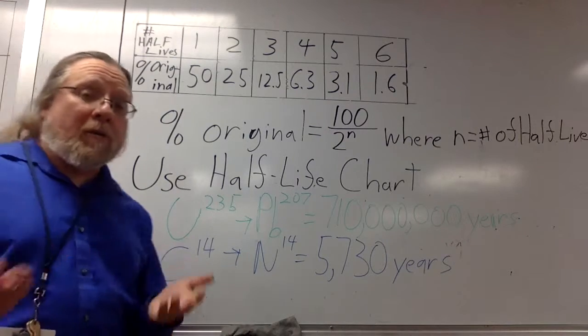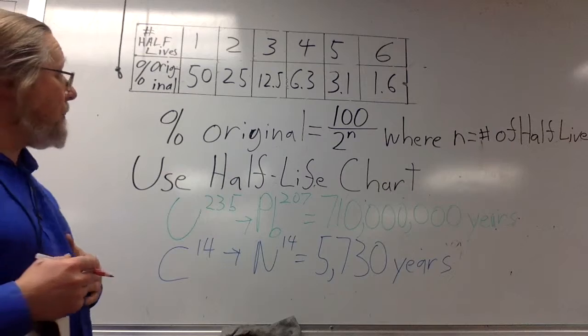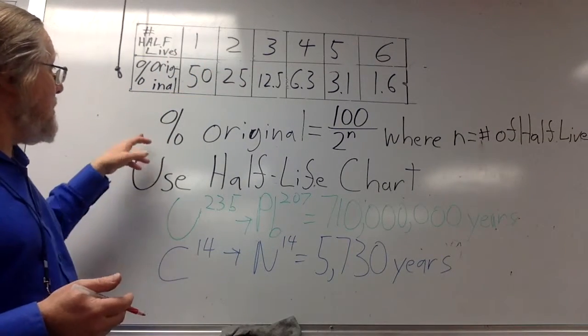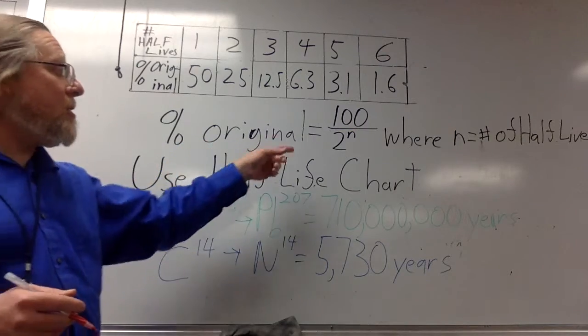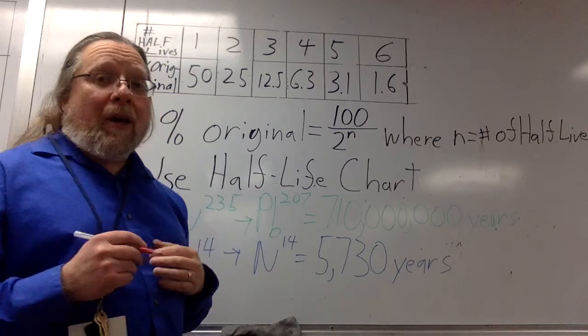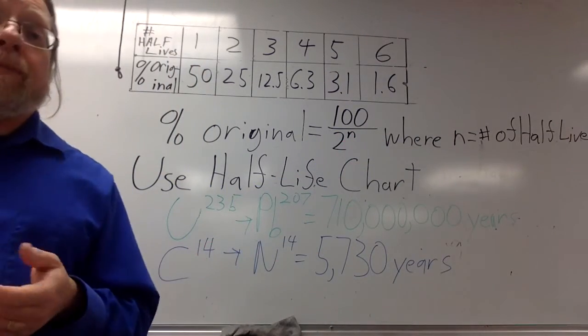Now, those of you that have the math skills of powers, that comes out to what I just did. For those of you that would like to, the percent original is equal to 100 divided by 2 to the nth power, where n is the number of half-lives.